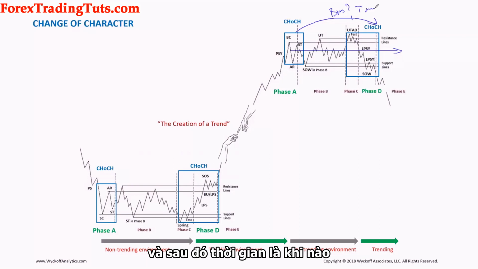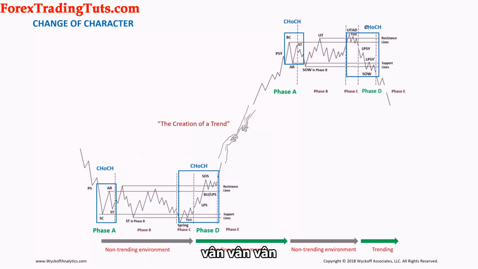And then what is the timing as to when the price is going to leave the trading range, and then what is the character, and so on and so forth. Change of character in the distribution on the way out is going to have the same characteristics as an accumulation, only reversed. We're going to have the reaction that is going to be the best reaction in the current environment, which is a non-trending environment.